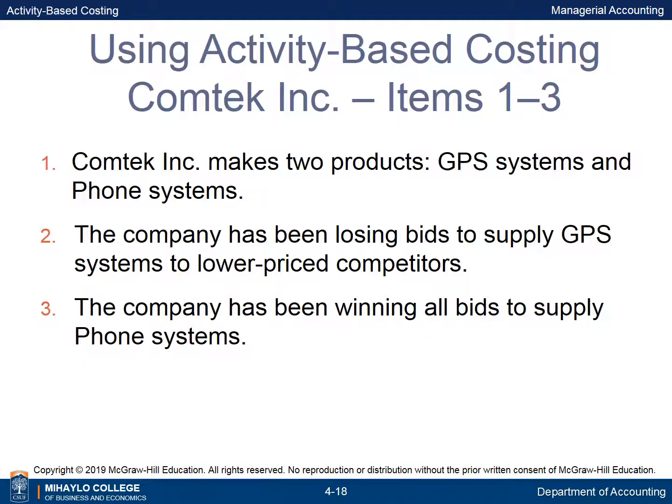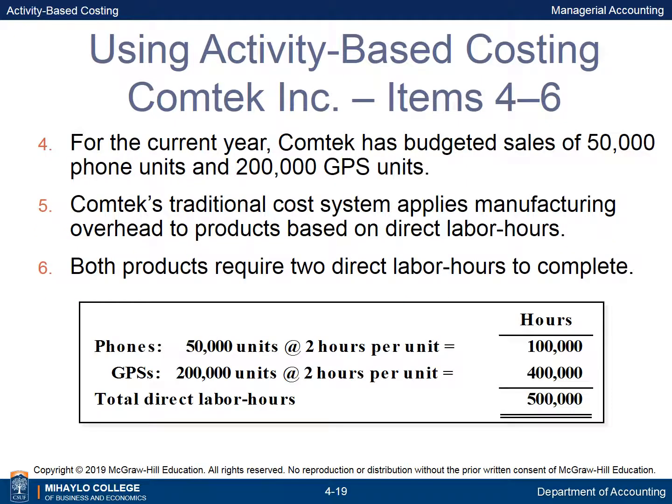Comtech Incorporated makes 2 products, GPS systems and phone systems. Recently, the company has been losing bids to supply GPS systems to lower-priced competitors. The company has been winning all bids to supply phone systems. For the current year, Comtech has budgeted sales of 50,000 phone units and 200,000 GPS units. Comtech's traditional cost system applies manufacturing overhead to products based on direct labor hours.